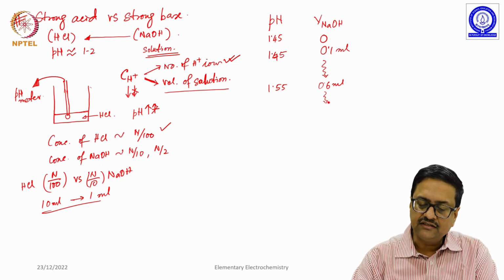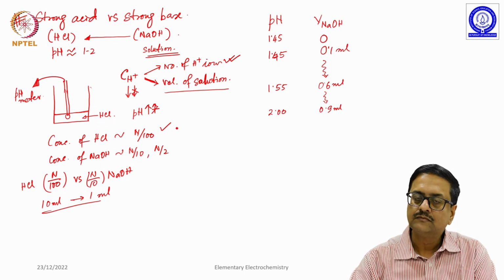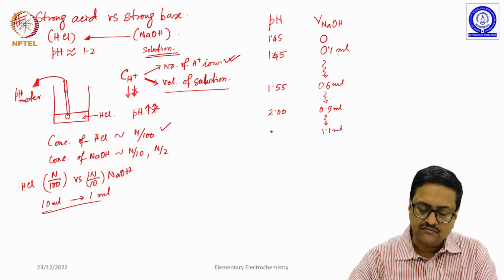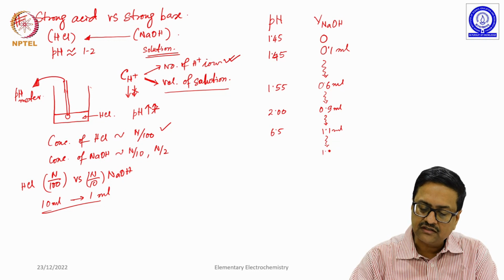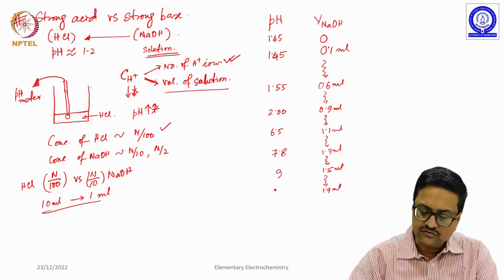Then slowly, when you are increasing to a neutralization point, suppose about 0.9 ml, you may end up seeing that it has gone to about 2.00, and then on further increase to about say 1.1 ml, you may see the pH has increased to 6.5. Suppose then you go to 1.3 ml, it goes to 7.8, and then at about say 1.5 ml, it goes to 9, and about 1.7 ml, it goes to 13.